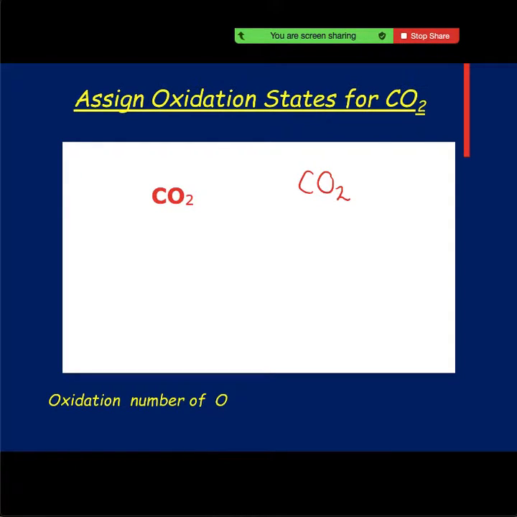So oxygen will always have a -2 oxidation state. Because I have 2 of them, that has to be -4 overall on this right side, which means the carbon has to be +4 oxidation state. So I've highlighted for my examiner this and this in terms of my oxidation states.